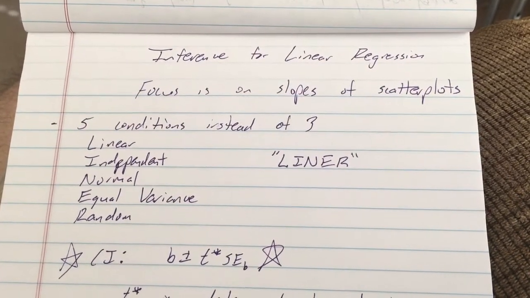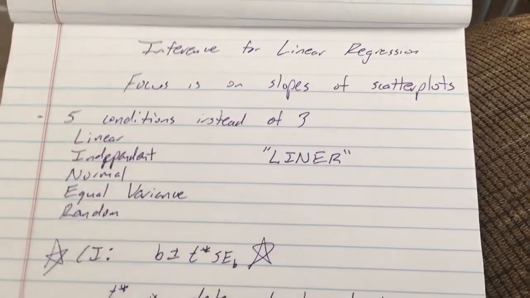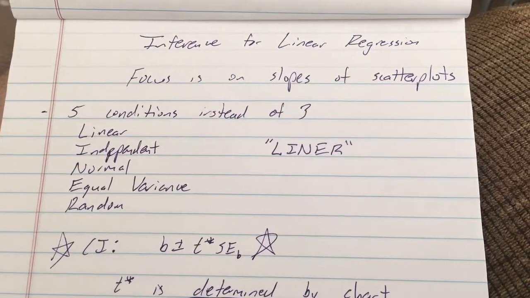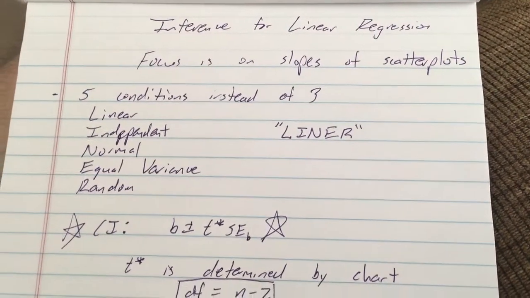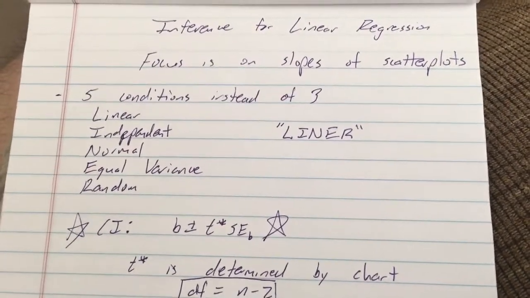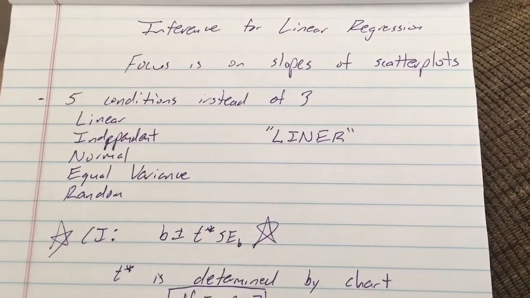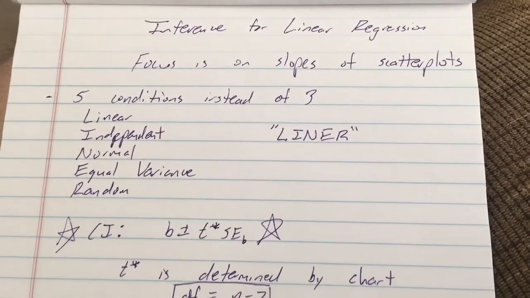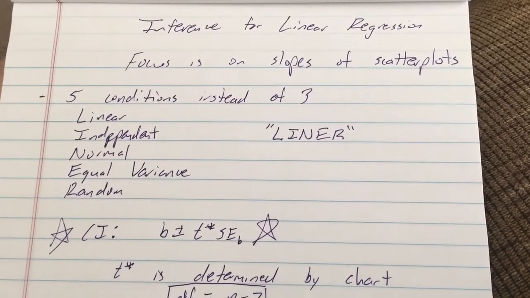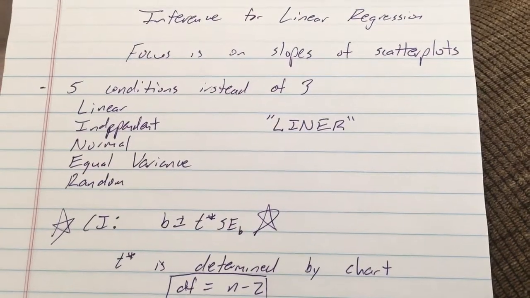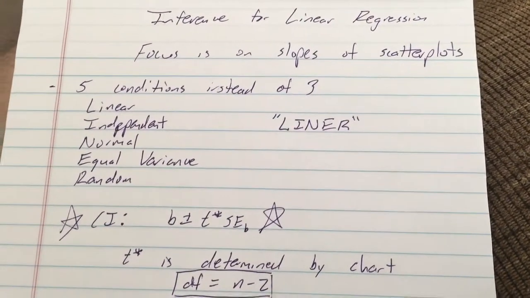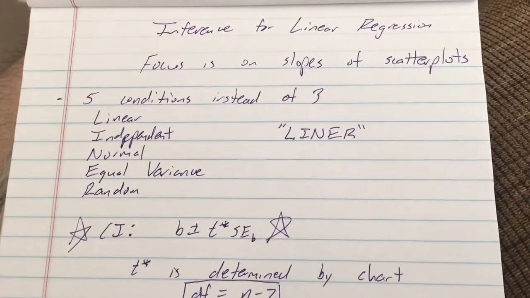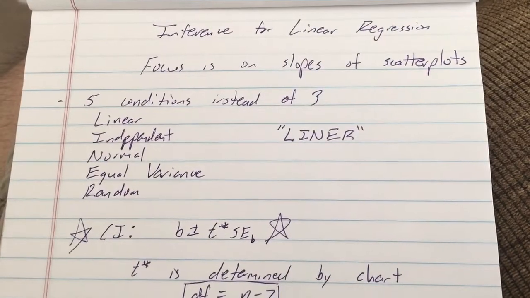The biggest thing is that there are 5 conditions instead of 3. We're used to random, normal, and independence being the 3 conditions we check for. But now we have 5. The 2 new ones are linear. Obviously, if you're doing stuff with scatter plots, the variables need to be linear. They can't be curved. They can't make like a parabolic shape or something like that. So you have to check and see if it's linear. You also have to check for equal variance. And equal variance means that the spread of the dots around the regression line needs to be pretty similar.